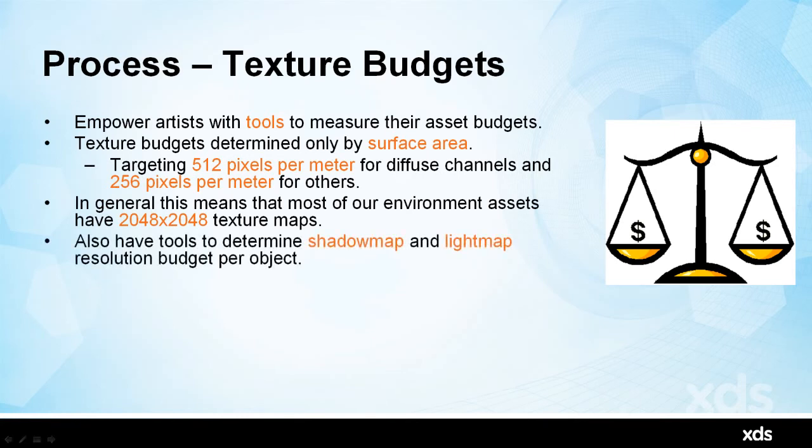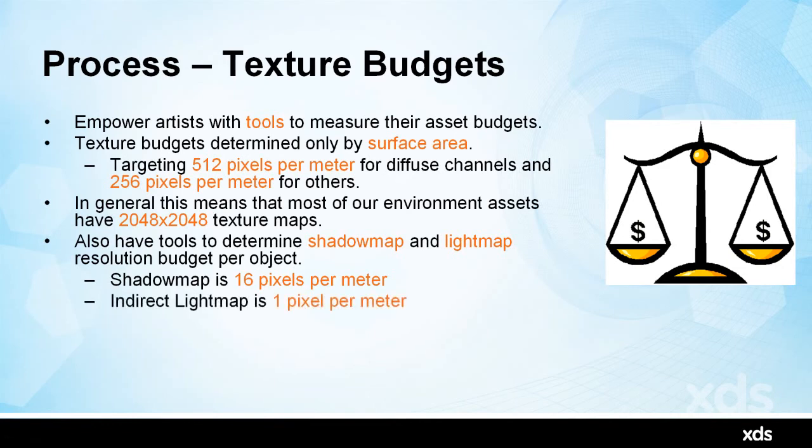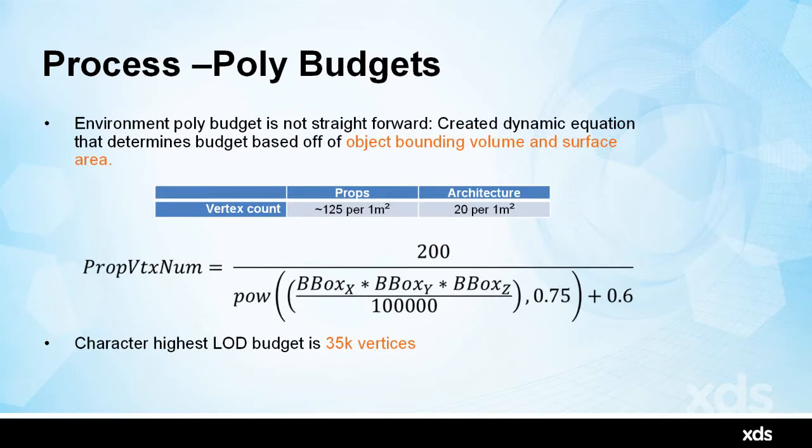And also we have shadow map and light map resolution. So these are all things we've had to figure out over time, but it's looking like shadow maps 16 pixels per meter, so this is like your shadows. And indirect light is about 1 pixel per meter. And for characters, we're all 4,096 textures for everything.